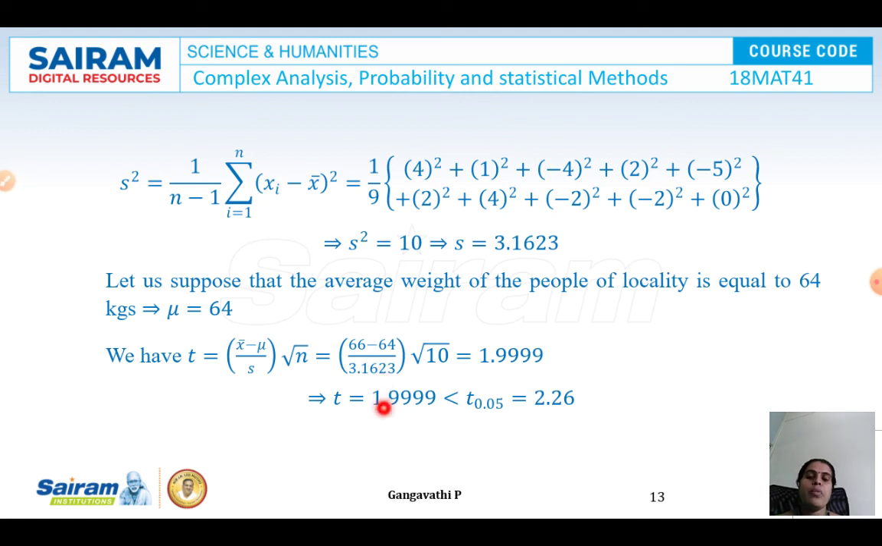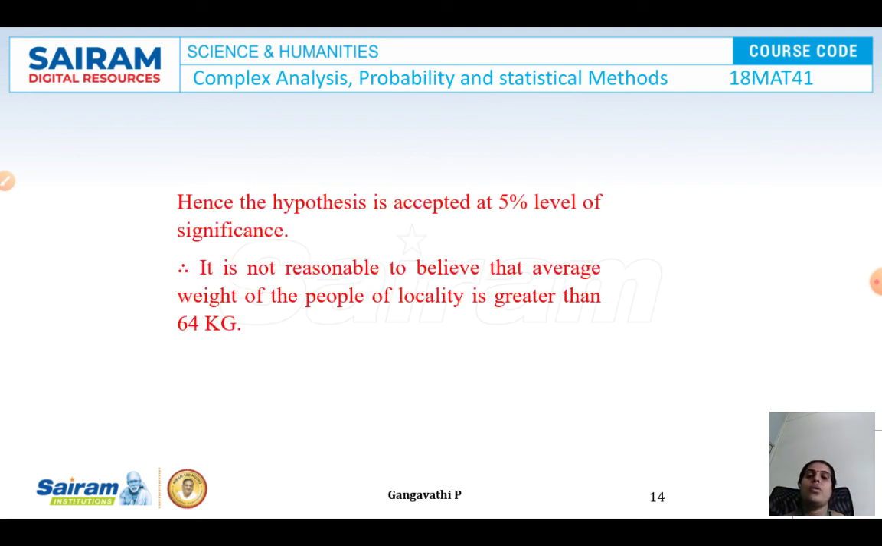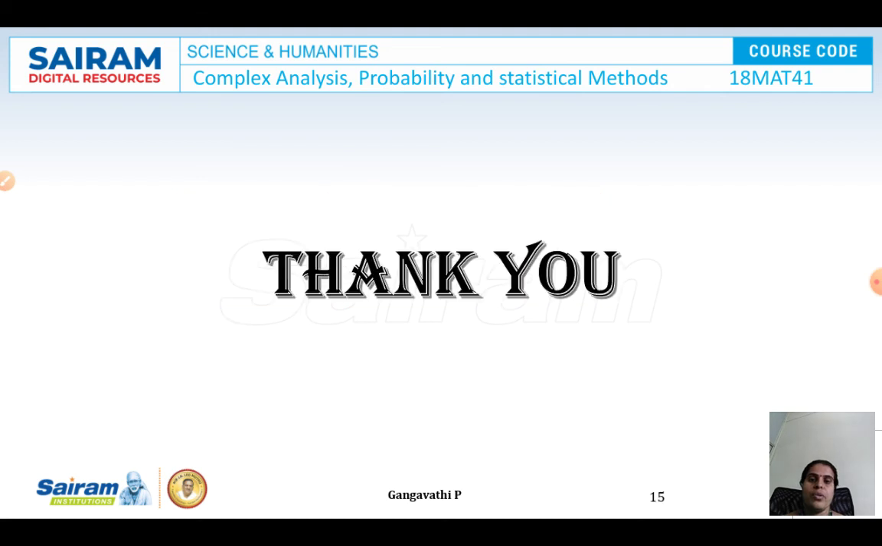T happens to be 1.99 and the tabulated t value at 5% level of significance is 2.26. So the evaluated value is less than the tabulated value. Hence the hypothesis is accepted at 5% level of significance. So what is the hypothesis then? It is not reasonable to believe that the average weight of the people of the locality is greater than 64 kilos. So this is how we need to work out the problems on the sampling theory with student's t distribution.